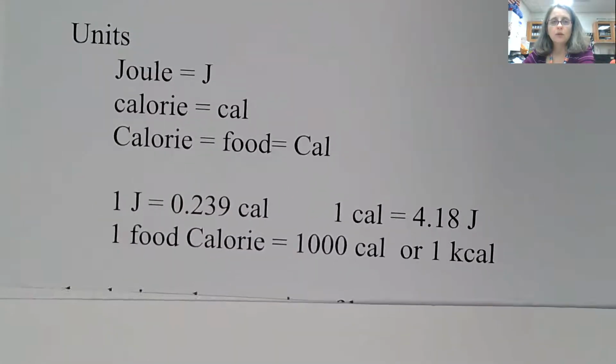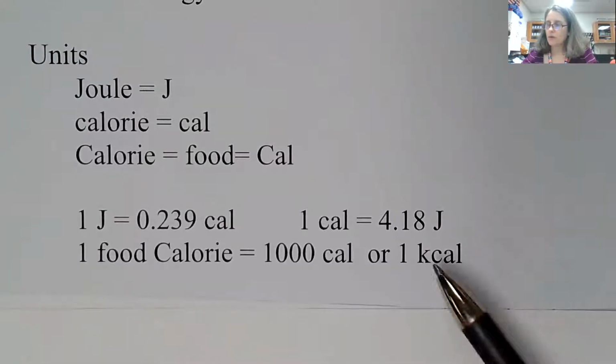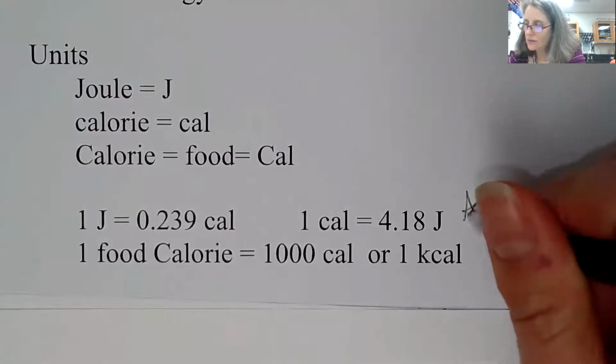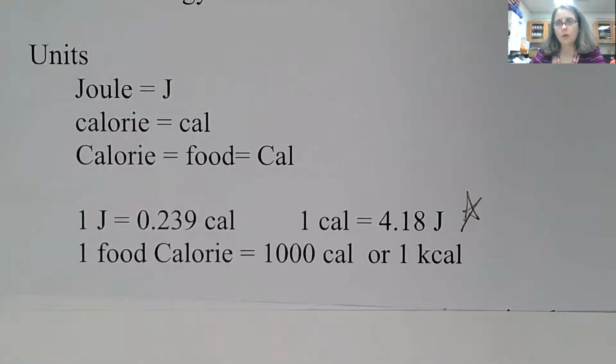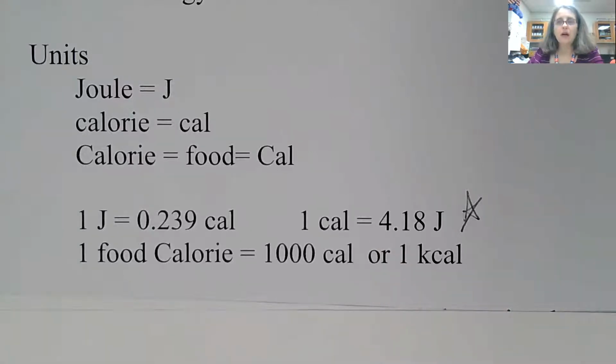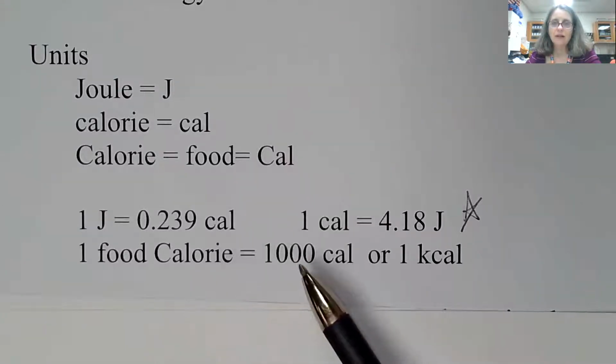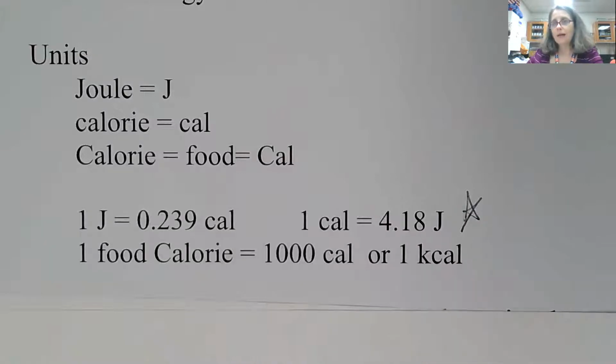1 joule is equal to 0.239 calories. But the one we're going to use most often is a calorie is equal to 4.18 joules. That's going to be the conversion that's most common for the calculations we're going to be seeing. And then the big C, big food calorie, is 1,000 little calories or a kilocalorie. If you buy any food items that are coming from other places outside the United States, you will find that they sometimes list kilocalorie instead of our big calorie.